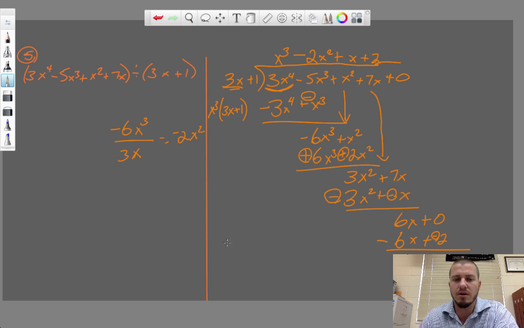So that's my remainder. So I have x to the third minus 2x squared plus x plus 2 with the remainder of -2. So I put plus -2 over 3x plus 1.